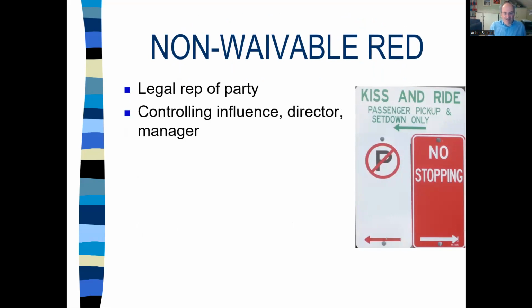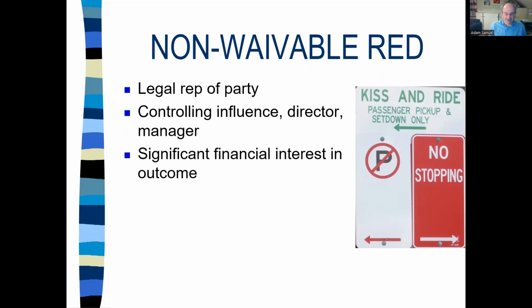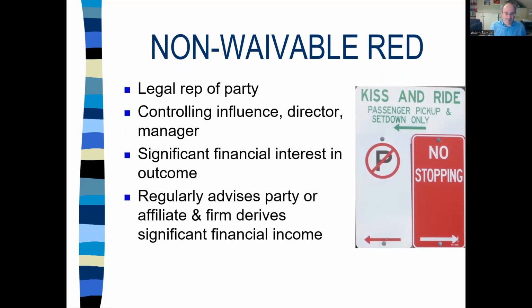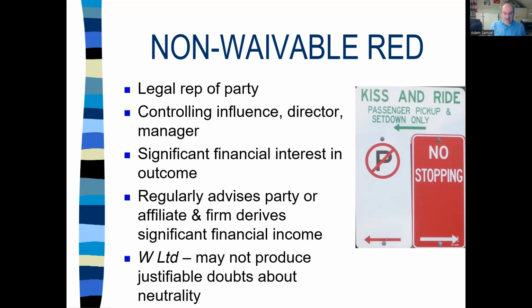In the non-waivable red category, and yes, the street sign really does exist in Sydney, New South Wales: legal representative of a party, controlling influence over a company, director, manager, significant financial interest in the outcome. You'd expect all these to be non-waivable reds. This is the one that caught out the lawyer in the W case, and it may in fact not produce justifiable doubts about neutrality because the arbitrator may not know about it. In that case, the arbitrator also protected himself by making a number of other disclosures about his relationship with the parties, which didn't lead to any application to remove him.